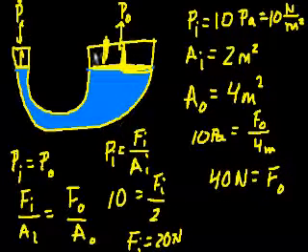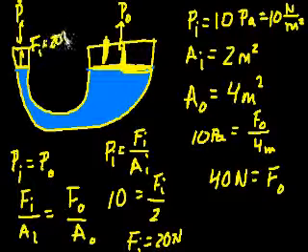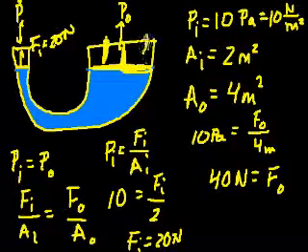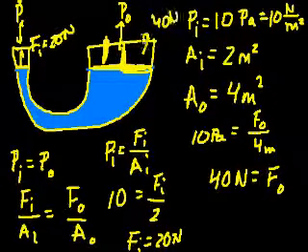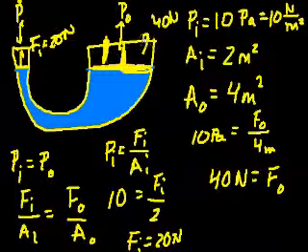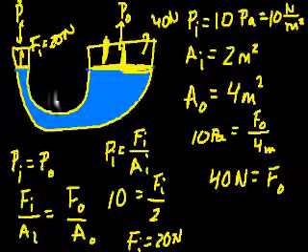So what just happened here? My input force is equal to 20 newtons, and my output force is equal to 40 newtons. So I just doubled my force, or essentially I had a mechanical advantage of 2. So this is an example of a simple machine. And it's a hydraulic machine. Anyway, I've just run out of time. I'll see you in the next video.